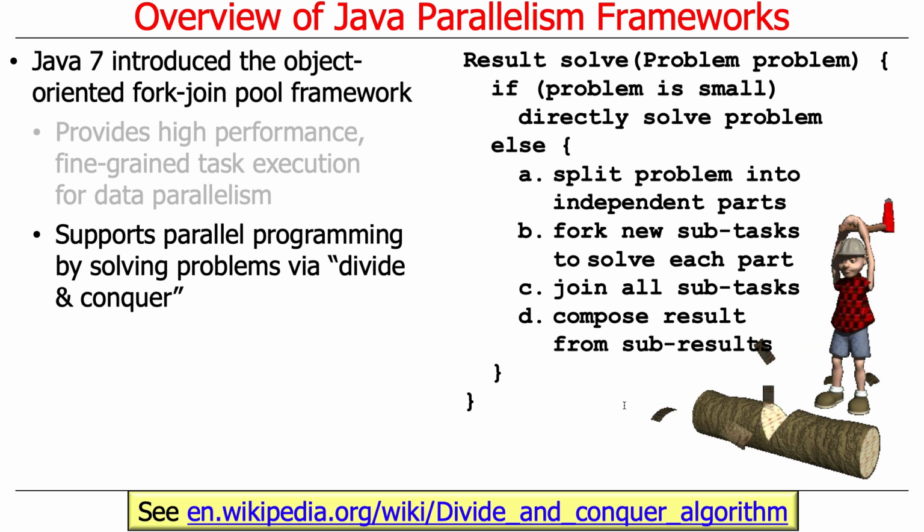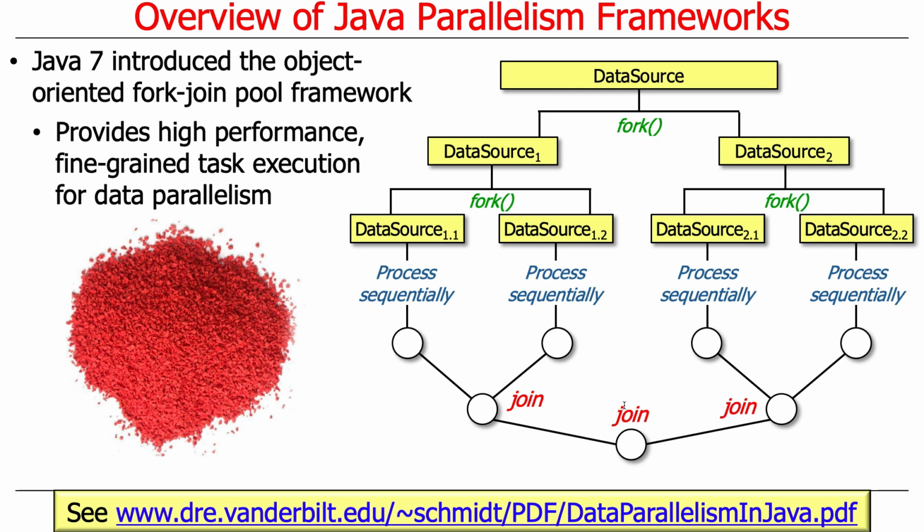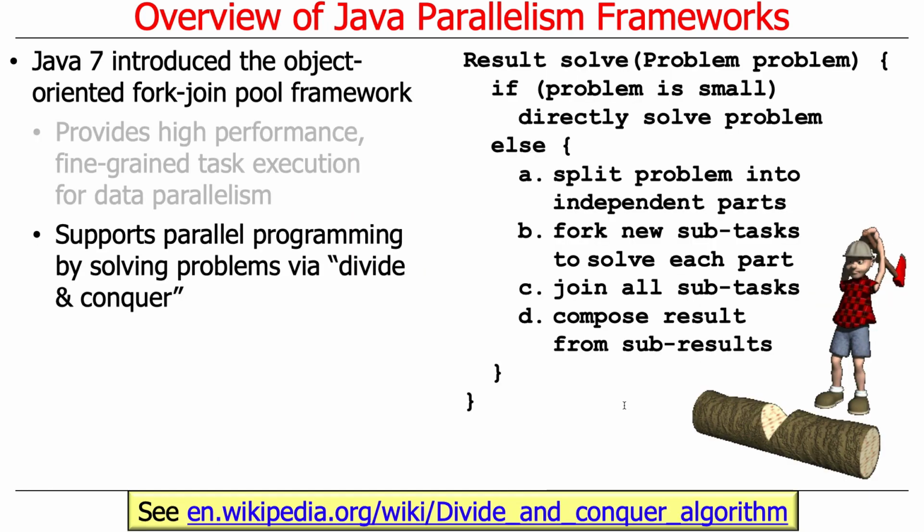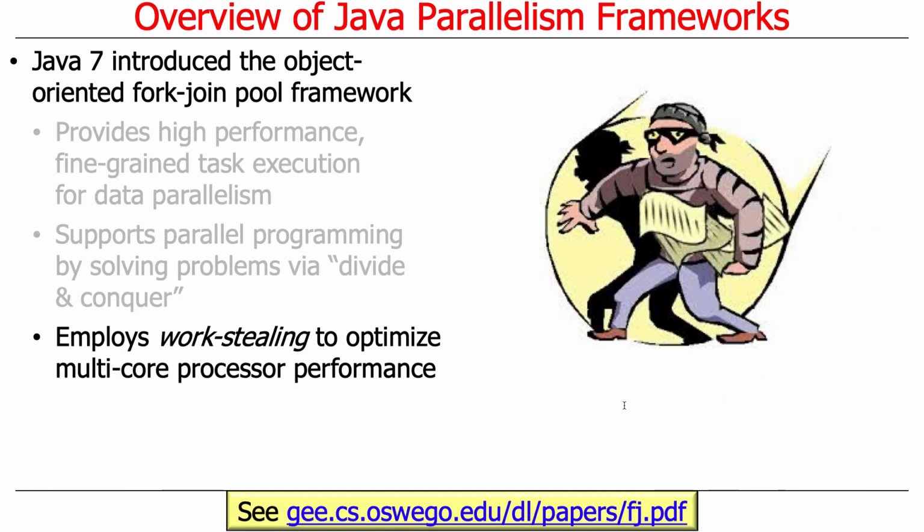So here's kind of how it works. If the problem is small, then directly solve it sequentially. Otherwise, split the problem up into independent parts, fork new subtasks to solve each part in parallel, join everything back together again, and then get a single result from all the subresults. And this, of course, occurs recursively, so you end up with a tree of parallel processing, which basically, if you think about it, looks like this. So you have a tree of stuff that's been chopped up into little parts.